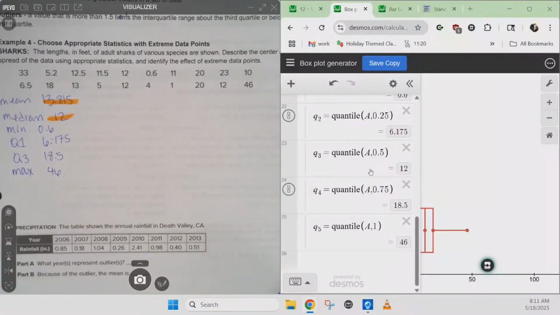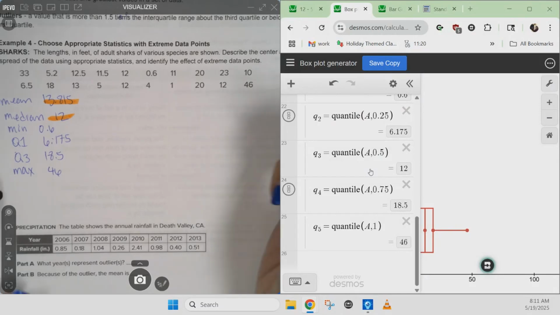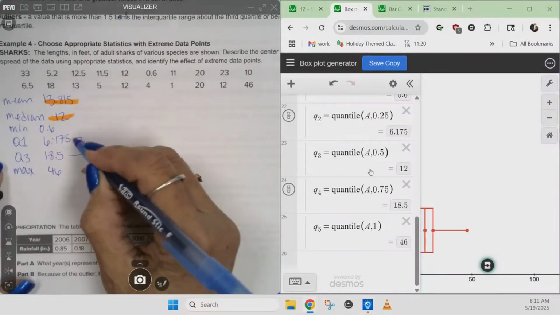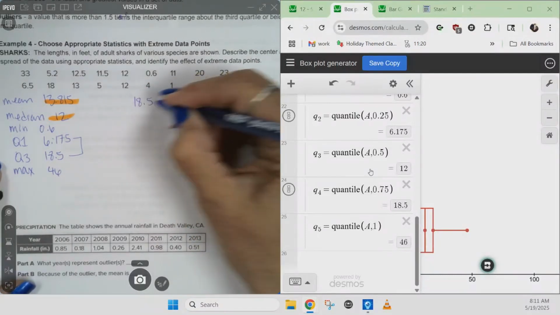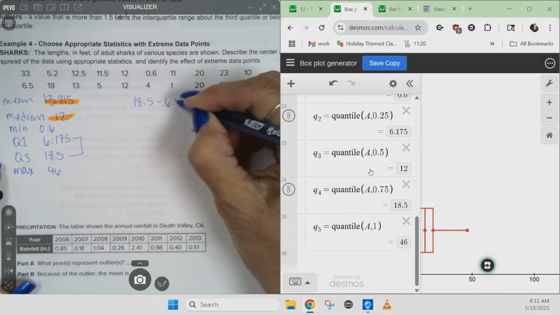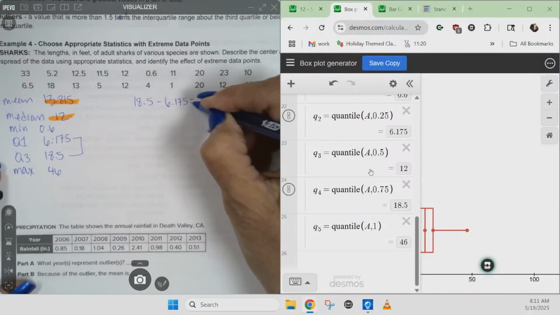Okay, so now we need to find out if there's an outlier. So that means I'm going to take these two numbers and I'm going to subtract them. So 18.5, and I'm going to subtract 6.175. Okay?